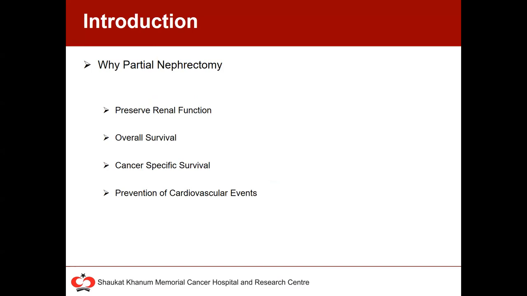And I'm sure I probably missed the initial part of the meeting, but plenty has been discussed in terms of the evidence available for achieving the goals by offering patients the partial nephrectomy, or the minimally nephron-sparing surgery. So the main idea is to preserve the renal function, but does it also help with overall survival, cancer-specific survival, or prevention of cardiovascular events? These are the few bullet points which come into our mind when we try to offer partial nephrectomy to someone.